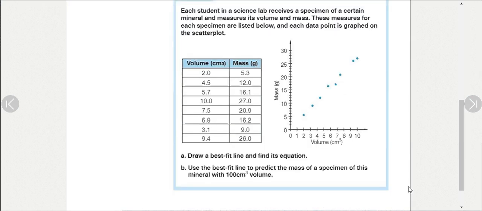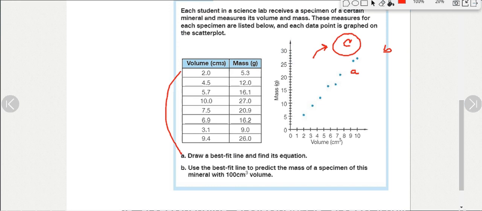An example is if we were charting on the y-axis the mass of an object, so grams, from 0 to 30. And then the volume, which could be measured in cubic centimeters. As you can tell, it's not exact, as a lot of real-world measurements, especially in science, may not be perfectly exact, but there is definitely a correlation here, is there not?